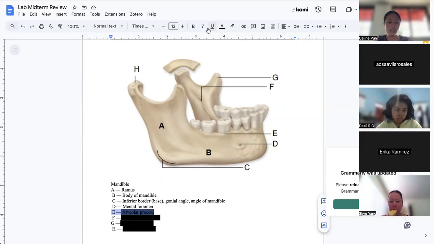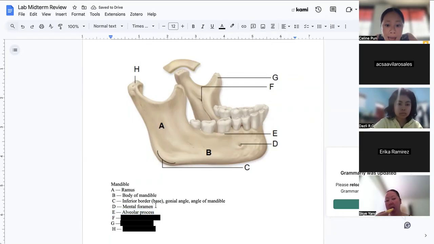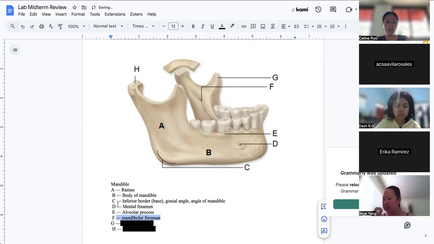It is called the alveolar process. Alveolar means honeycomb. Okay, F is this hole, another place where blood vessels and nerves innervate, go through. This one is another hole, but this time it is higher. This one is called the mandibular foramen. So like the one on your jaw, even though the other one's also on your jaw, but the other one's closer to your chin. That's how I differentiate it.